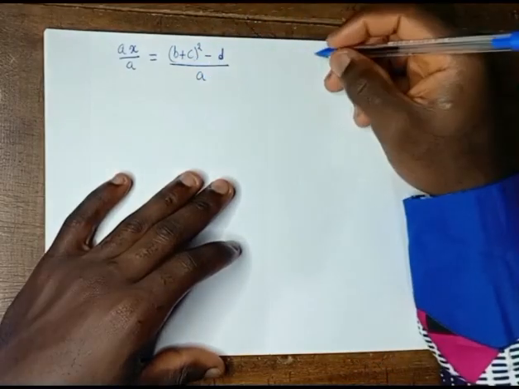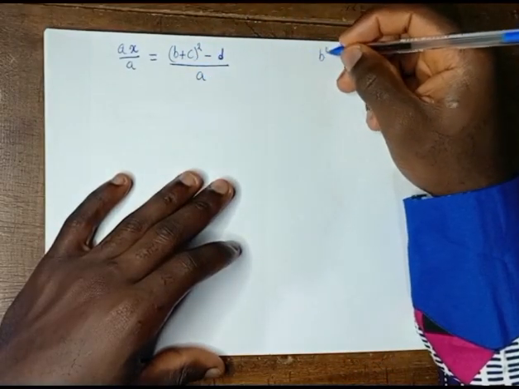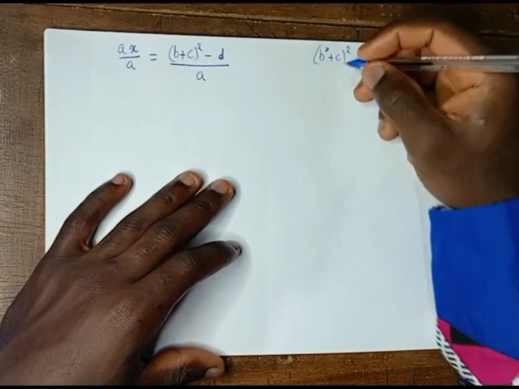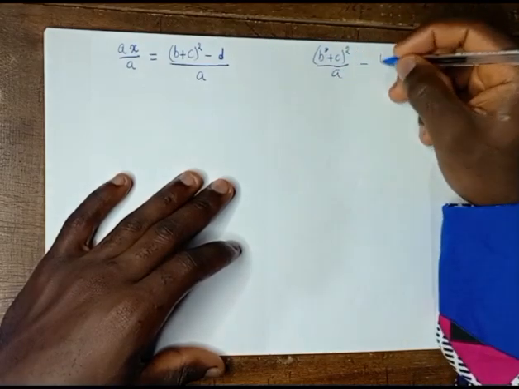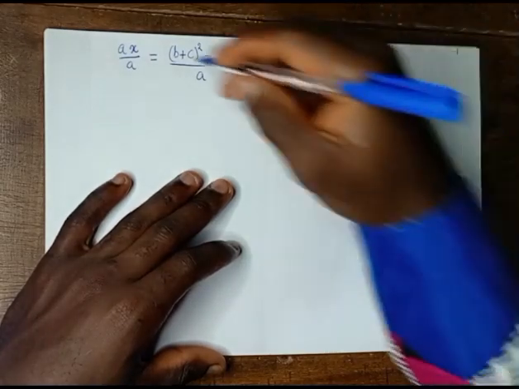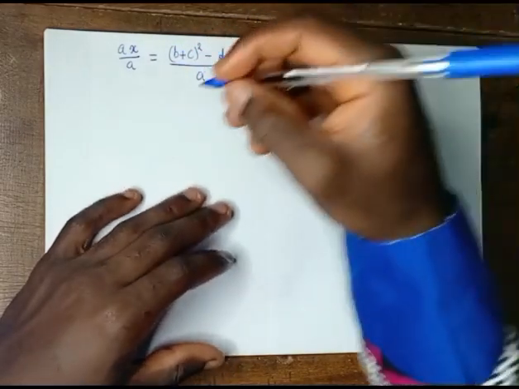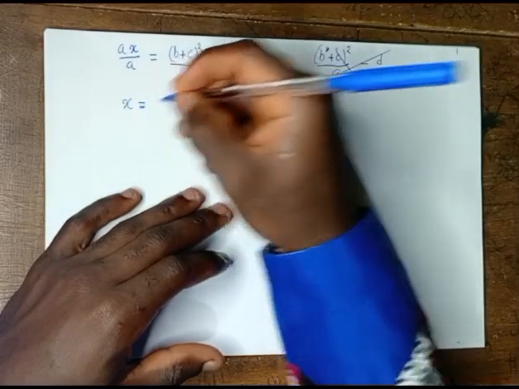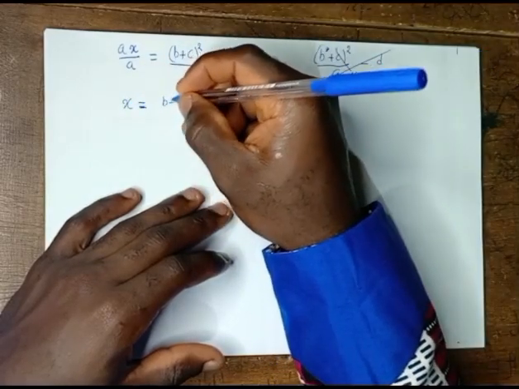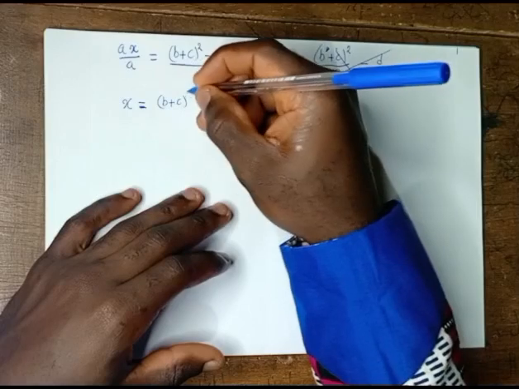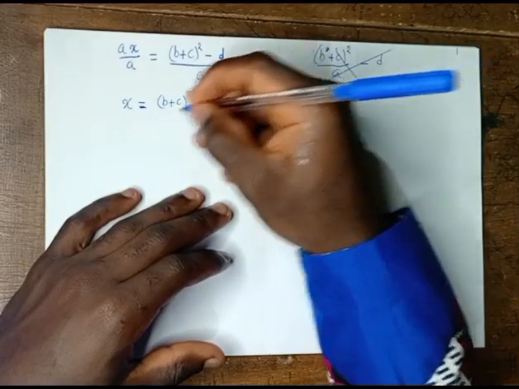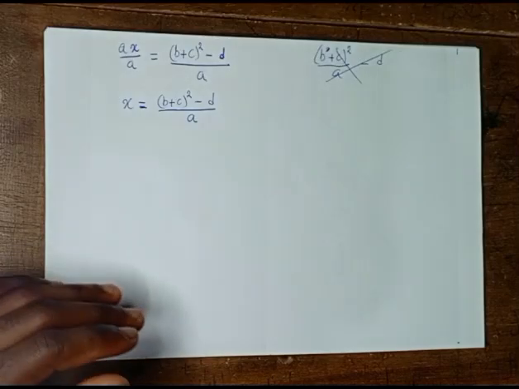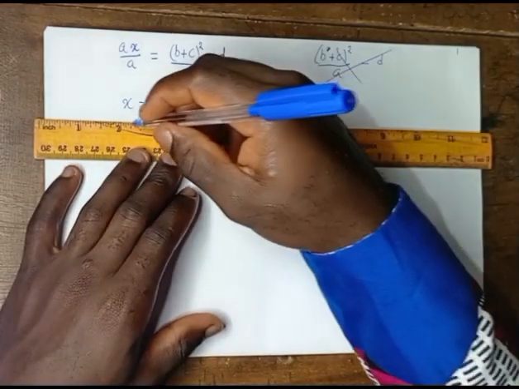Take note. If you write something like this, because I know most students will write something like this, it is wrong. We are dividing all this by a. a will cancel a. We'll simply be left with x equal to b plus c squared minus d on a. Finally, we have made x the subject of formula.